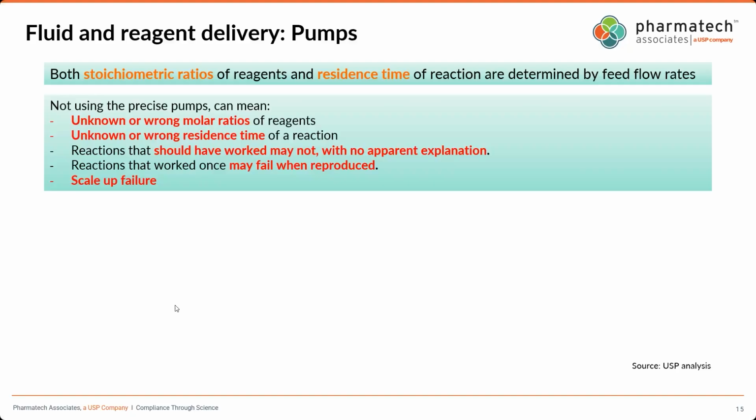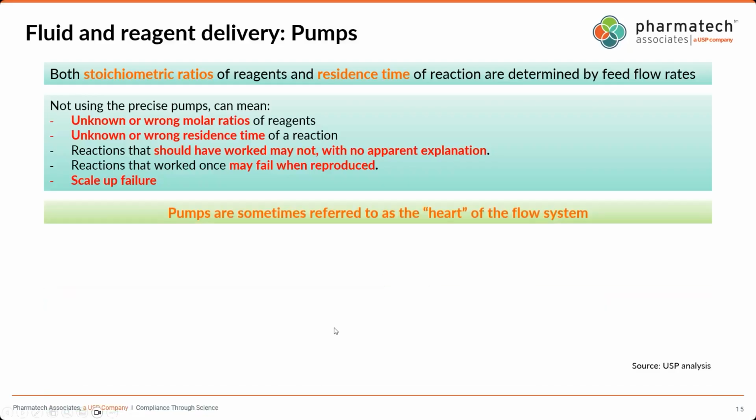Either you're putting in unknown or wrong molar ratios of the reagents. When you're putting in wrong flow rates, you're basically ending up with the wrong residence time. And the third and the fourth, which I have experienced myself when I used to work in the lab, are that reactions that should have worked may not, with basically no explanation, and sometimes the reactions work, but when you try to reproduce them next time, because something was wrong with your pumps, you're not able to reproduce those results, and ultimately this would end up in scale-up failure. That's the reason pumps are sometimes referred to as the heart of reaction systems.